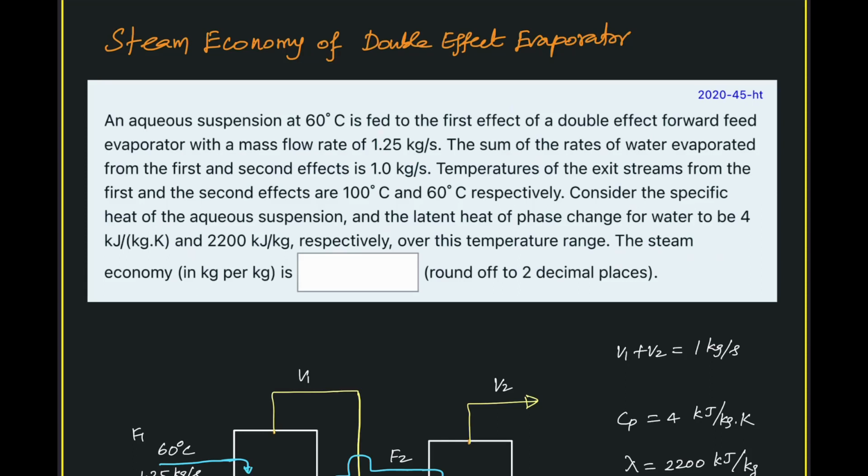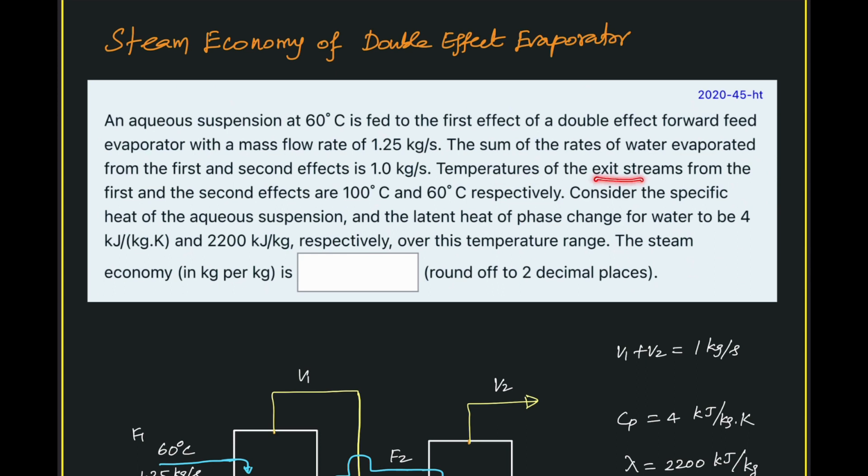This problem is about finding the steam economy of a double effect evaporator. Let us read the problem statement. An aqueous suspension at 60 degrees Celsius is fed to the first effect of a double effect forward feed evaporator with a mass flow rate of 1.25 kg per second. The sum of the rates of water evaporated from the first and second effects is 1.0 kg per second.